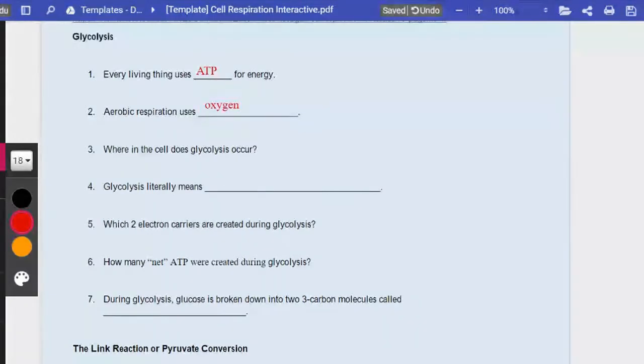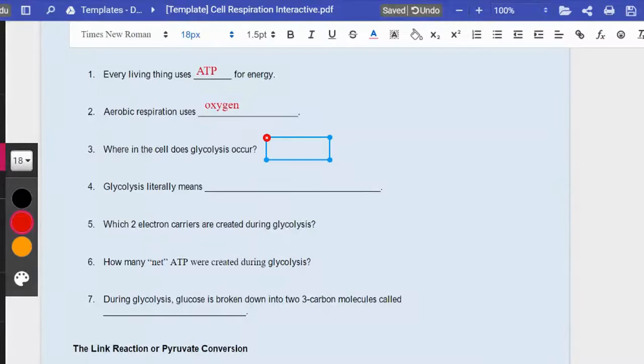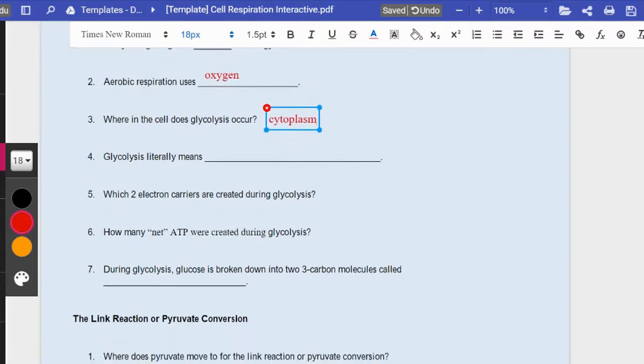Where in the cell does the first step of respiration, glycolysis, occur? It occurs in the cytoplasm of cells, which is just like the fluid outside of organelles within a cell. So, like the nucleus, that's an organelle, mitochondria, chloroplast, lysosomes. So, it's the fluid outside all of those organelles inside of all of our cells.